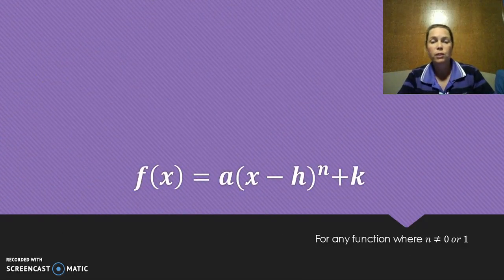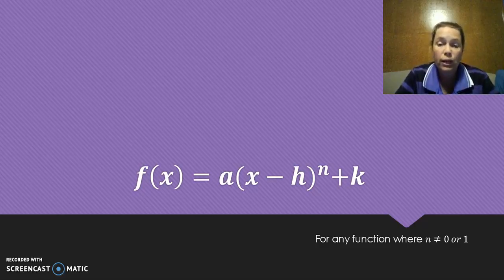Now the function that I've just put up in front of you looks really scary, and I would not hesitate to say that some people are freaking out at this point. But there's no need to, because it's actually very simple once we break it down. If you let a equal 1, and at this stage h and k both equal 0, what you have is the general form of the equations that we just looked at. When n equals 2, we have f of x is equal to x squared, so that is our quadratic. When n equals 3, we have f of x is equal to x cubed, so that is our cubic function.